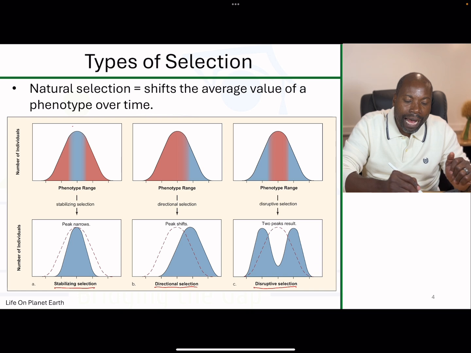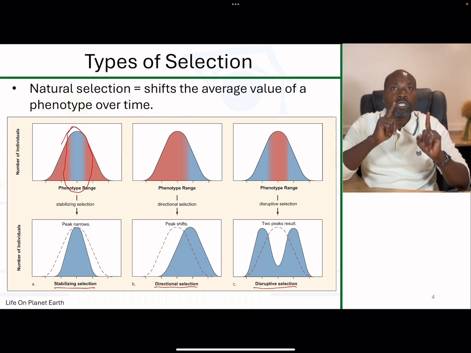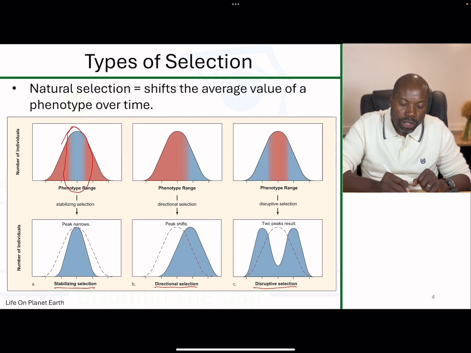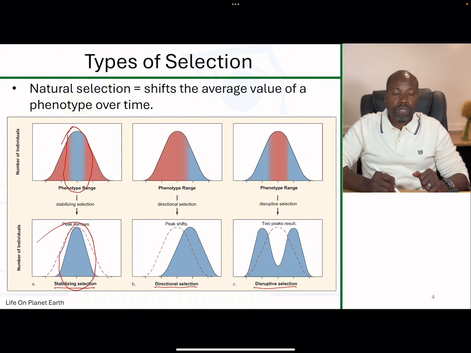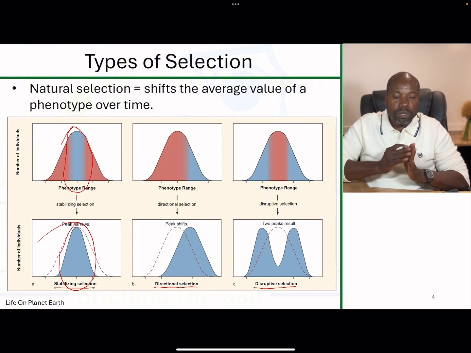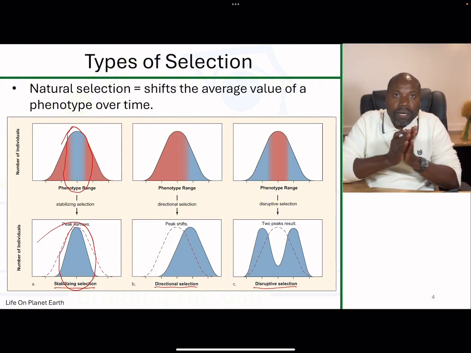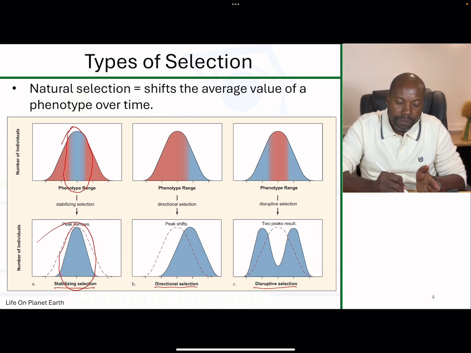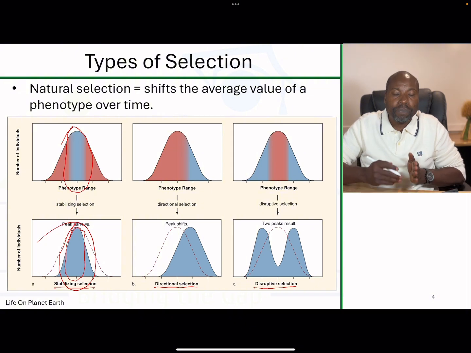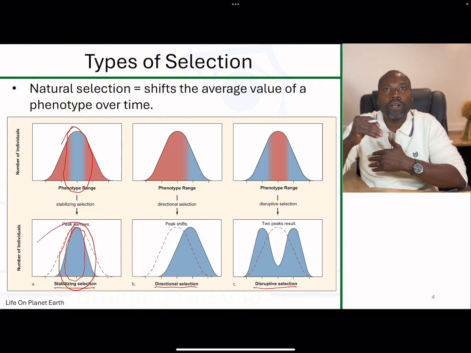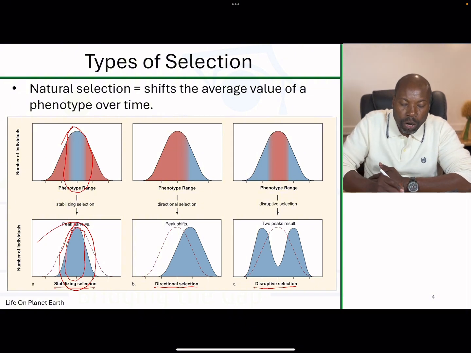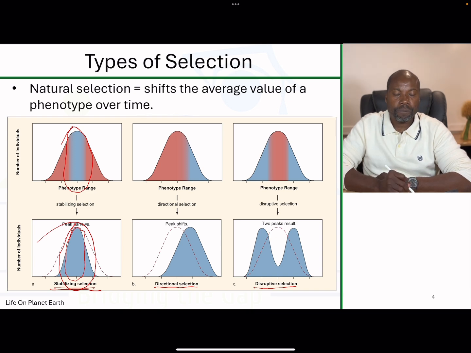And those ones are the ones that are going to constitute most of the population at some point. And we are going to see that the intermediate individuals are the ones that are going to persist over a long period of time. This is called stabilizing selection.